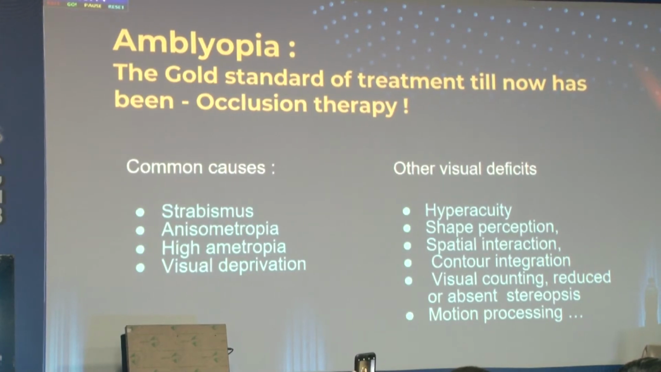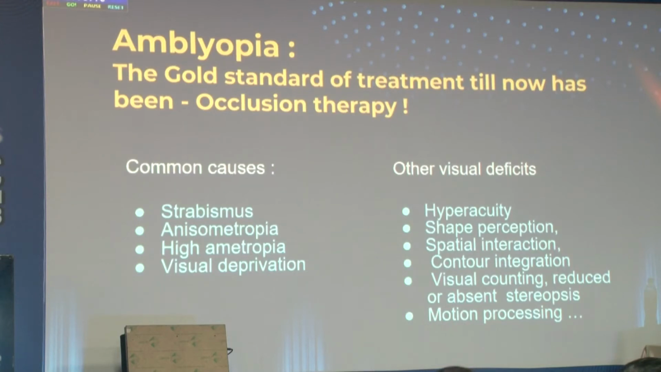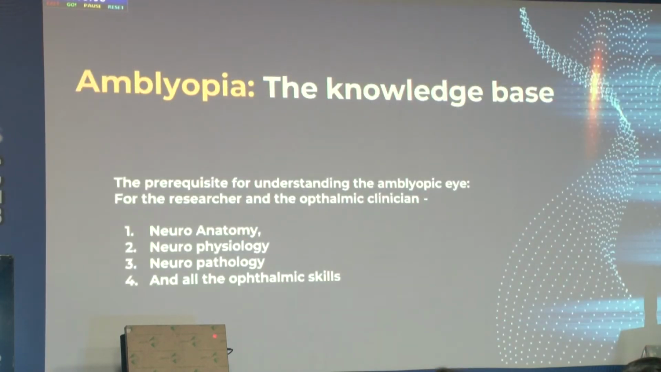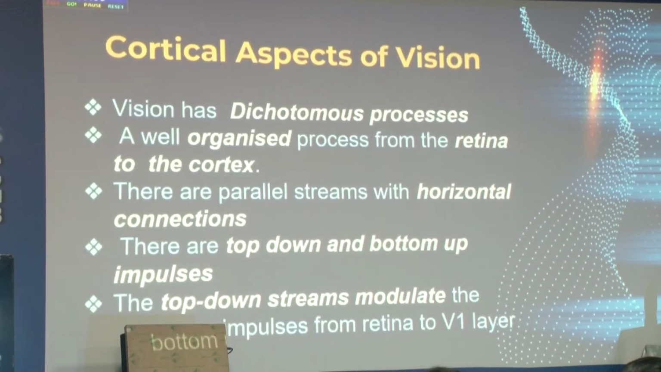If he's bored, he will say, I can't see. Then you'll say, okay, amblyopia. It doesn't work like that. So we need to understand neuroanatomy, neurophysiology, neuropathology, and all the ophthalmic skills you need to have to diagnose amblyopia, which is again a dustbin diagnosis.